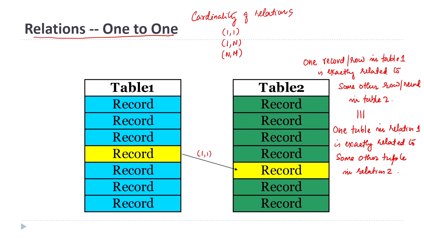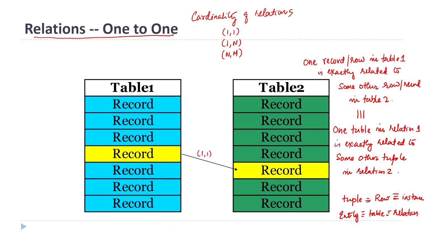When you hear the word tuple, tuple literally means a row. A tuple is equivalent to a row, or an instance of an entity, right. And then an entity is equivalent to a table, which is also known as a relation. These are the terms that you see very popularly in DBMS.